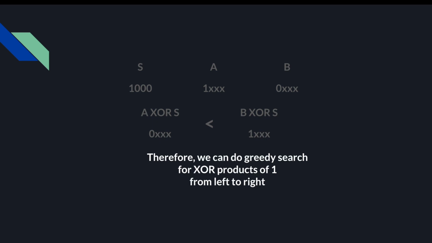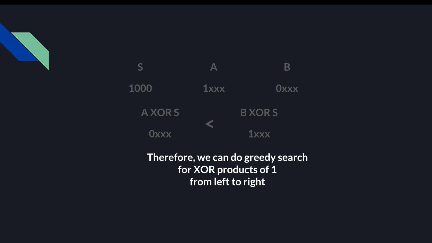We'll scan from left to right and examine XOR products. For every index at which there is an XOR product of 1 with one number and an XOR product of 0 with another number, we can immediately eliminate the bit string that resulted in the 0 XOR product because we know that bit string will not give us the maximal XOR product.